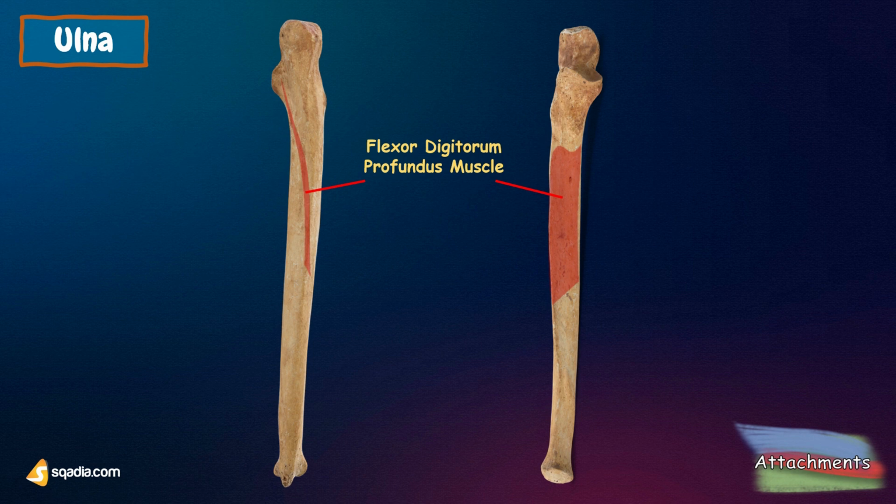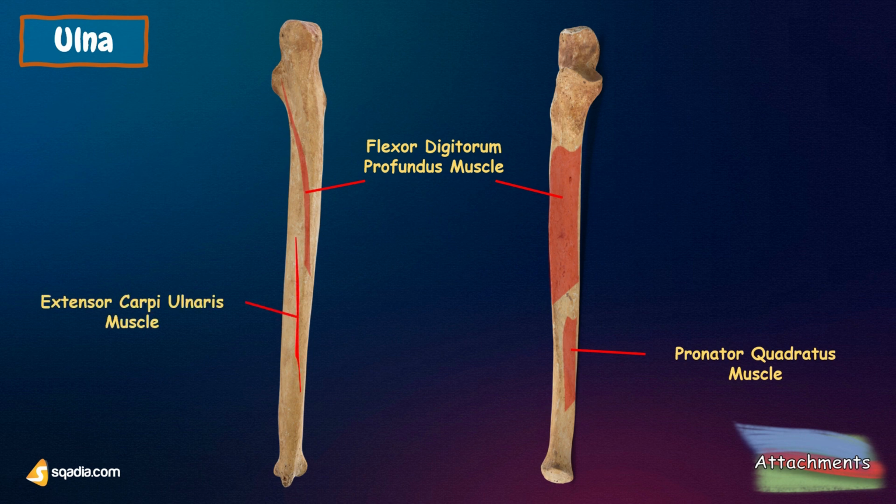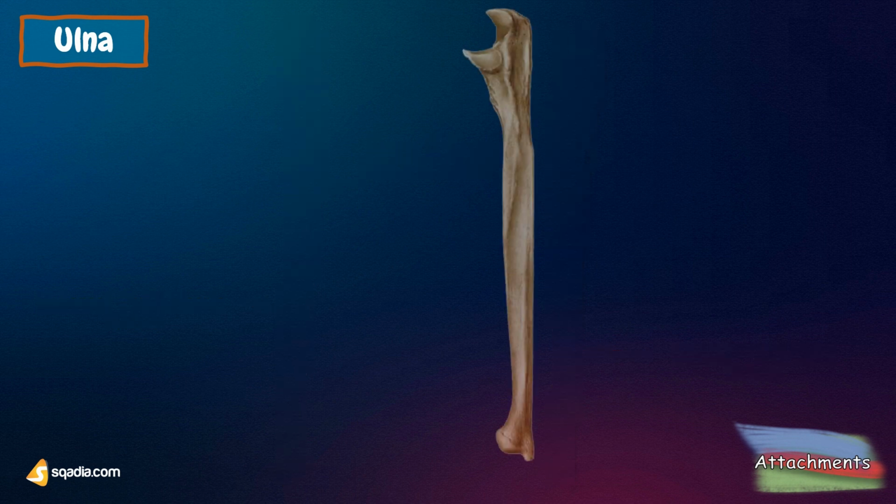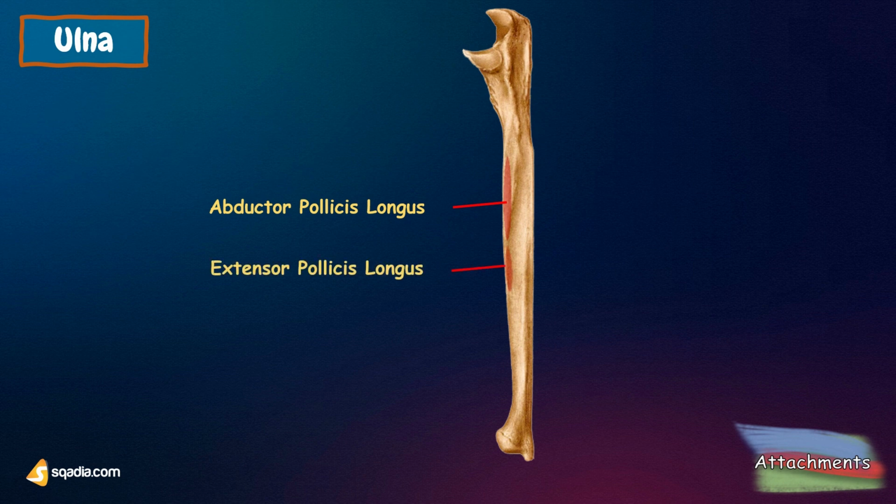It arises from the upper three-fourths of the anterior and medial surfaces of the shaft, and the medial surfaces of the coronoid and olecranon processes. Another muscle known as pronator quadratus is a square-shaped muscle that originates from the anterior and medial surfaces of the ulna. As for the extensor carpi ulnaris muscle, if you remember, this was the muscle that passes through the ECU groove at the distal part of the ulna. In the medial portion, there are three muscles: abductor pollicis longus, extensor pollicis longus, and extensor indicis, which also originate from the interosseous membrane.